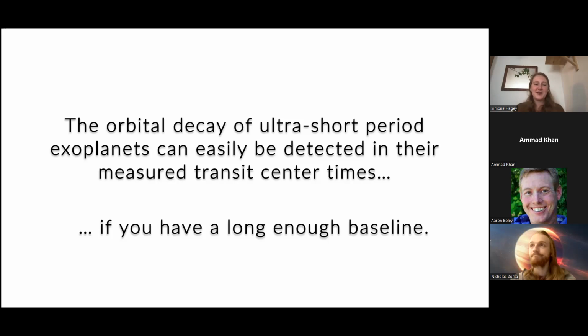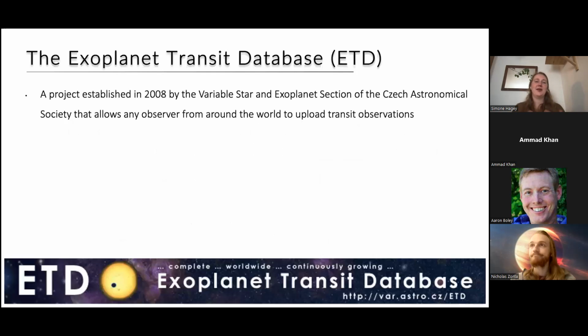So where do we get this data? That's something that I realized starting this project. We need lots and lots and lots of data. And that's where the Exoplanet Transit Database comes in. So this is a project that was established in 2008 by the Variable Star and Exoplanet section of the Czech Astronomical Society. And it allows any observer from around the world to upload transit observations.